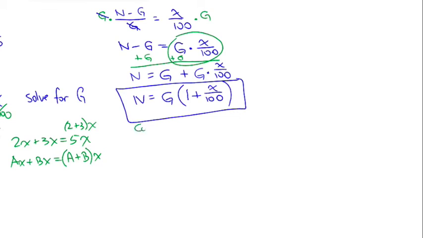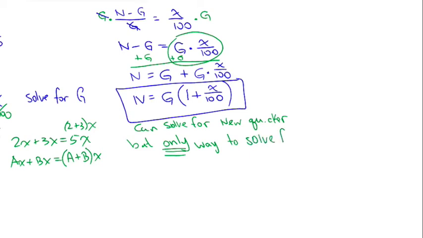But it is the only formula that allows you to solve for g. So it can solve for new quicker, but it's the only way to solve for old. It is the only way to solve for the old value. So if you have to back off your tax or back off your discount, this is the only formula that's going to work. You have no other choice. I can't help you if you try to do it a different way.